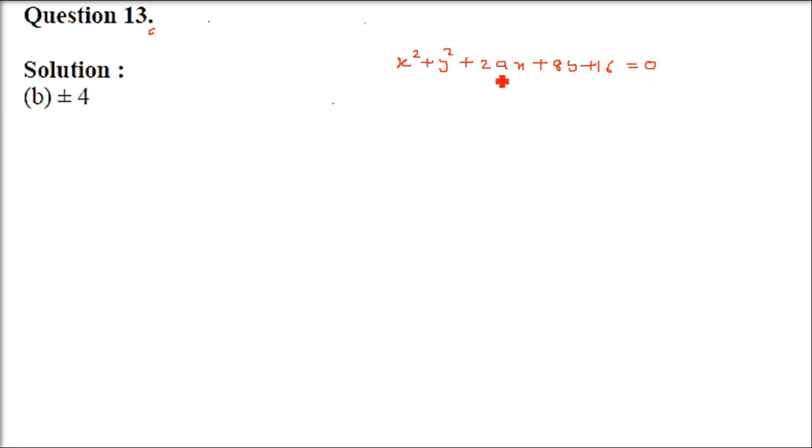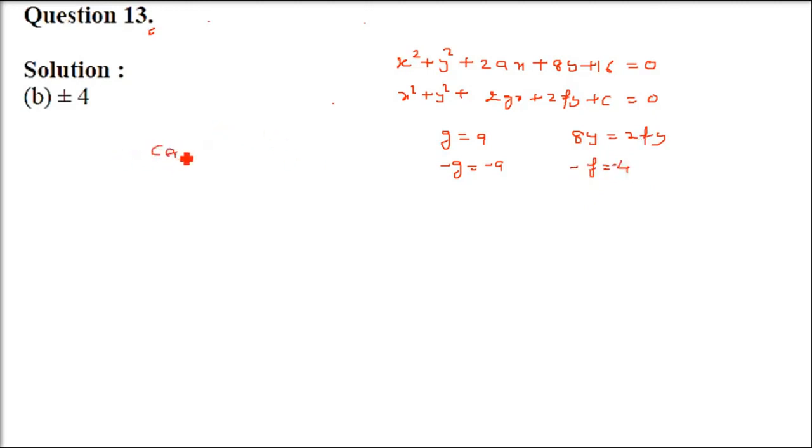Now from here we can find out the center and the radius. A is unknown, but compare it with x square plus y square plus 2gx plus 2fy plus c equals 0. Now you can see that 2gx and 2ax, if you equate, g is a, and the center is (-g, -f), so minus a. Similarly for 2fy, equate it with 8y, so f will be equal to 4. But we have to find minus f, because we are interested in the center. So the center becomes (-a, -4).